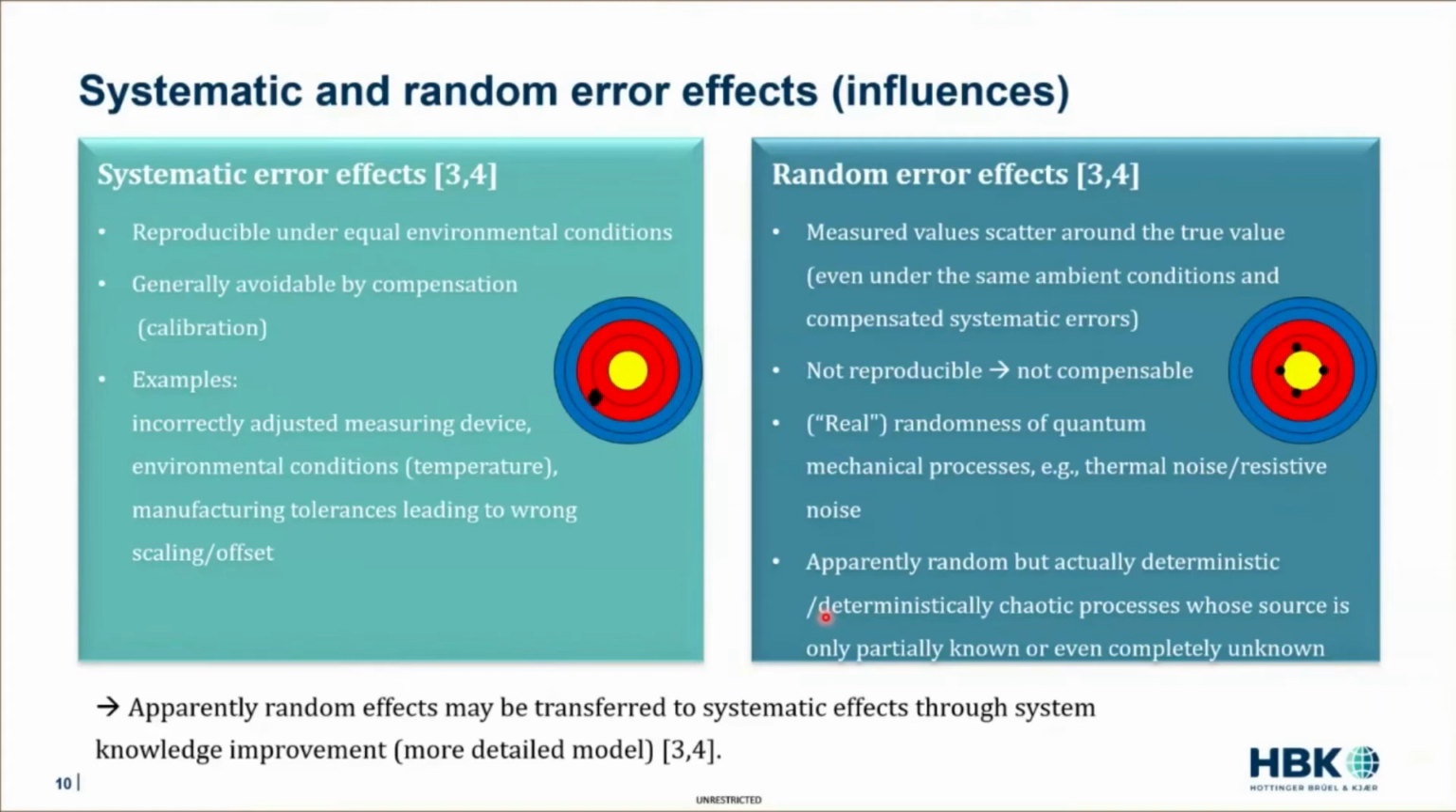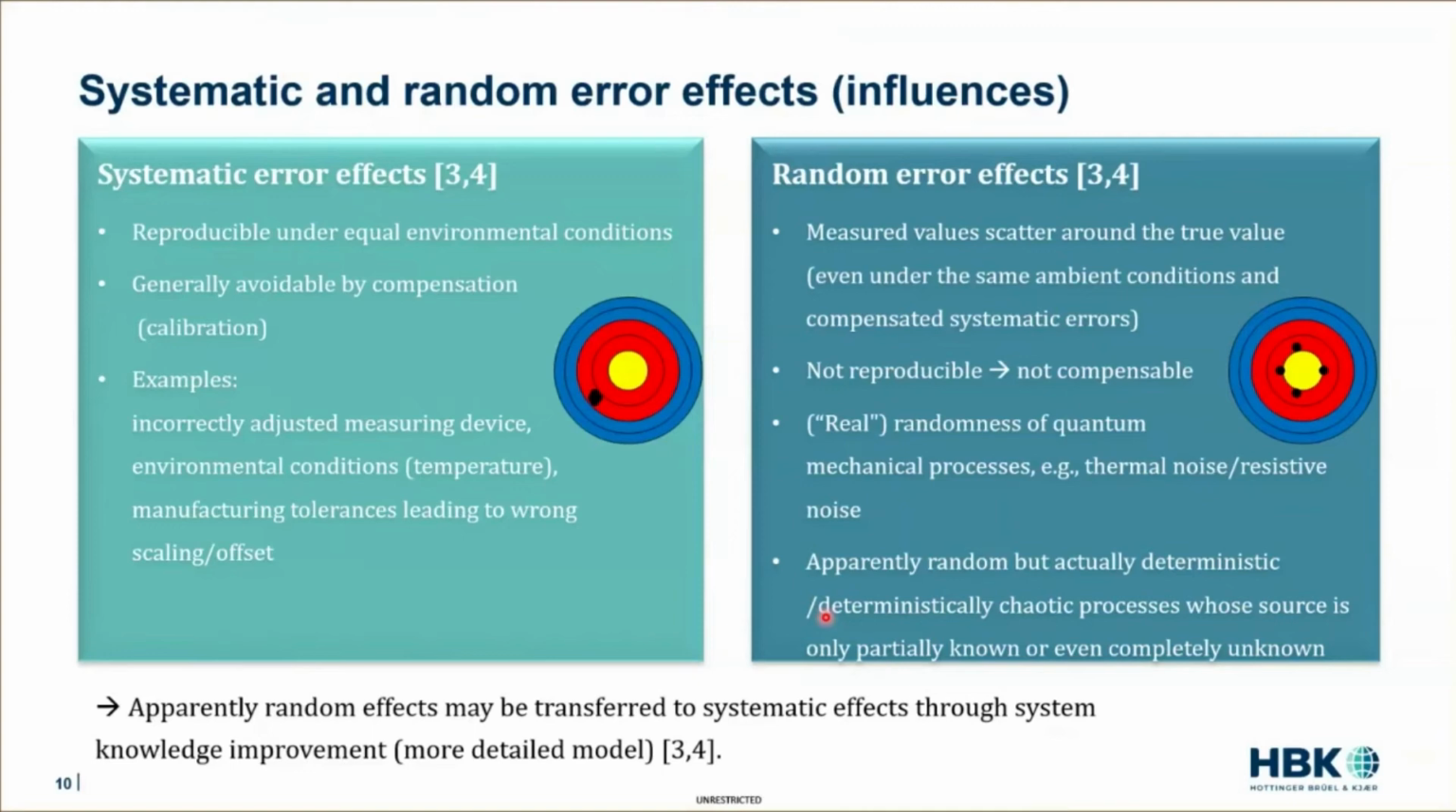And as you realize from this explanation, it's sometimes difficult to group the errors into one of these two groups, to separate them. And it's also possible that an apparently random effect may be transferred to a systematic error effect if we improve our model of the measurement process and are then able to explain the behavior and also compensate for it. So this is not always absolutely separated, but it's important to treat them differently.